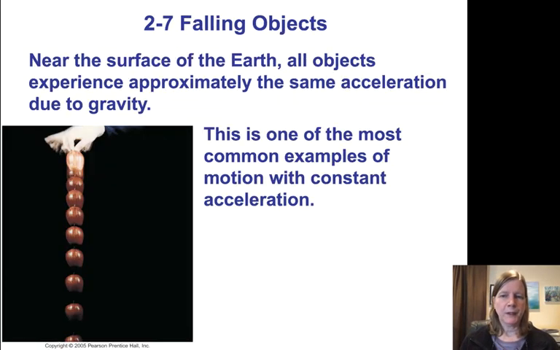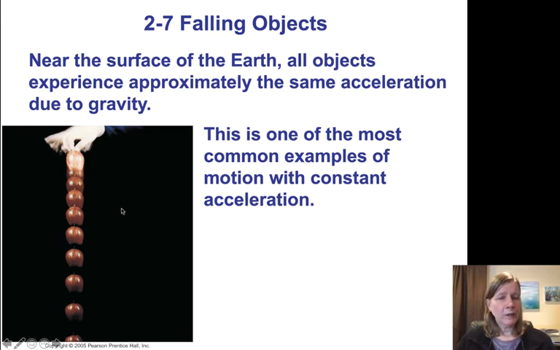One of the most common examples of motion with constant acceleration is falling objects. So near the surface of the Earth, all objects experience approximately the same acceleration due to gravity. If you, for instance, have an apple, like supposedly Newton was inspired by an apple in his discovery of gravity, if you dropped an apple, it would have an acceleration. It would be changing its speed with time. And if we drop the apple from rest, the acceleration due to gravity is just around 10 meters per second. So every second it increases its velocity by 10 meters per second, speeding up as it falls towards Earth.